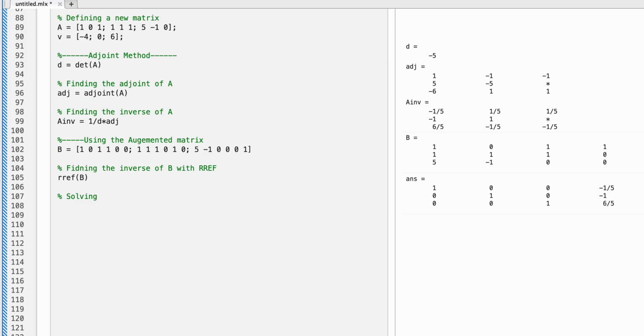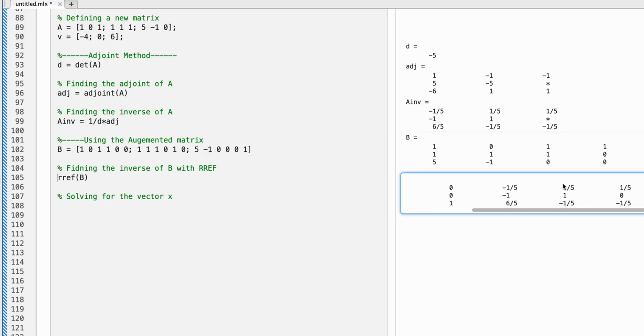Then we're going to solve for the vector x. To solve for that vector, we need to multiply the A inverse times the vector v. And so we know what A inverse is. A inverse is this matrix right here.